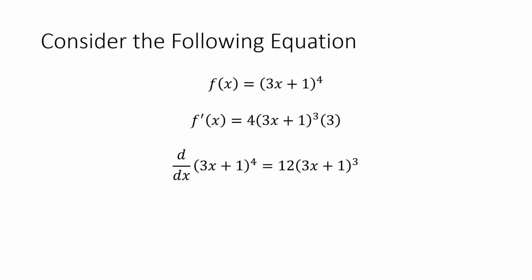Going ahead, we can then simplify this to get 12 times (3x + 1) raised to the power of 3 as the derivative for (3x + 1) raised to the power of 4.